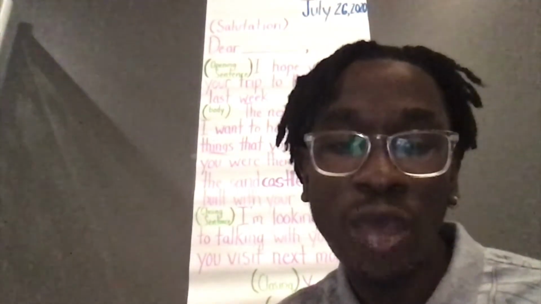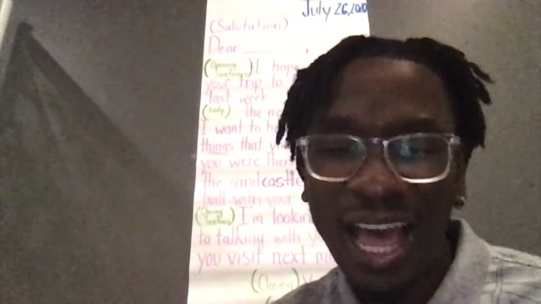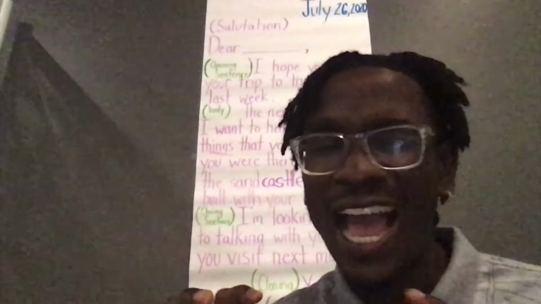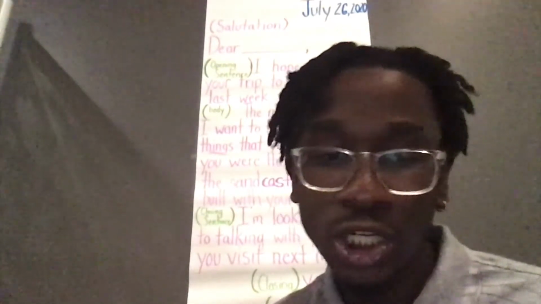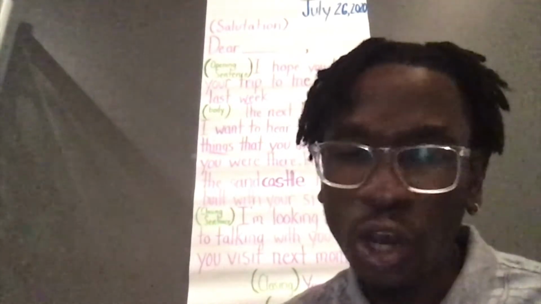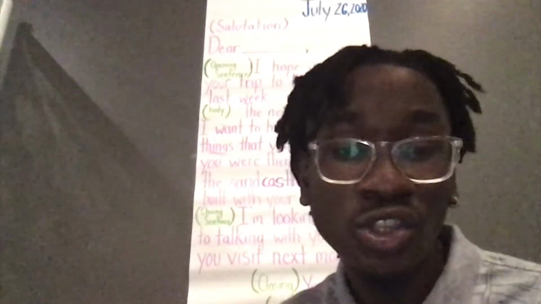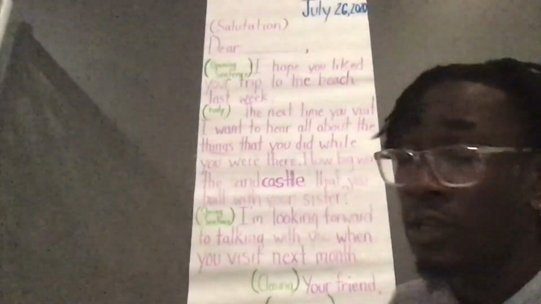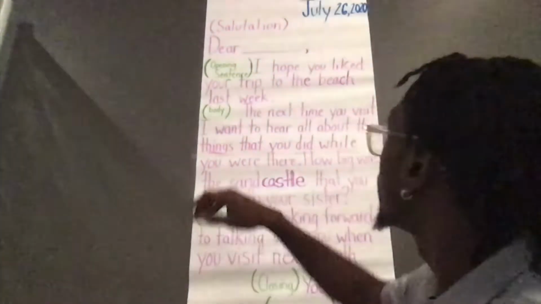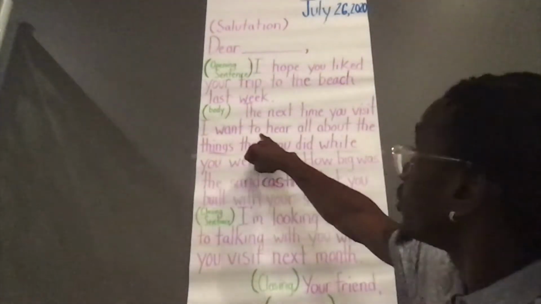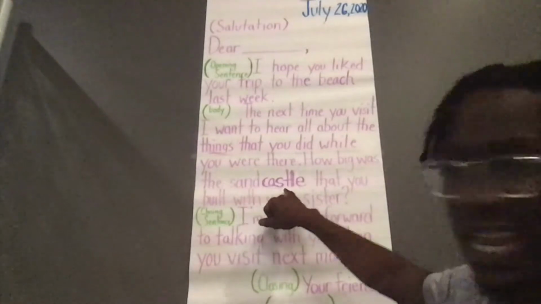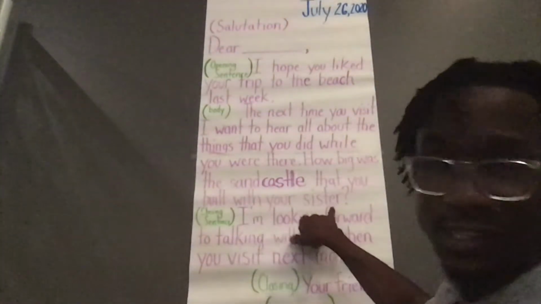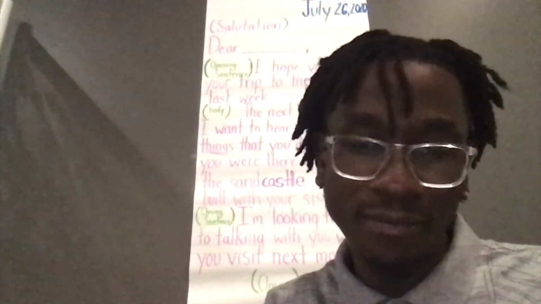After your opening sentence, you have the body of your letter. I love the body because I get to input interesting details and ideas. The body is the main message of my letter. For example, since I know I went to the ocean, I will write about that. Two or three sentences will be fine. Here's what I wrote. Follow along with me as I read. The next time you visit, I want to hear all about the things you did while you were there. How big was the sandcastle that you built with your sister? So that's the part about body.